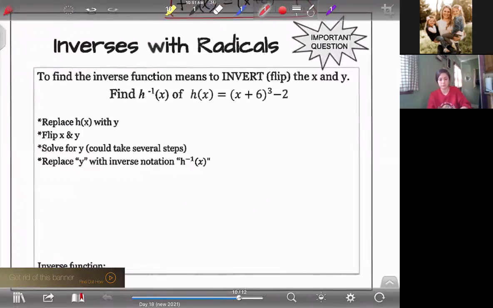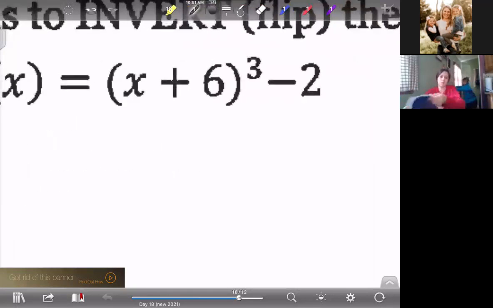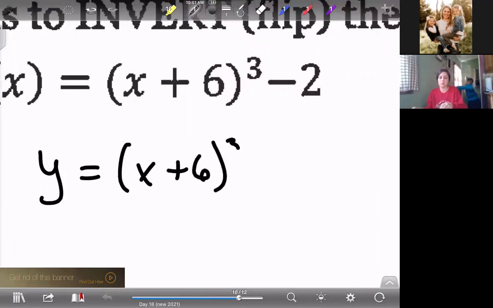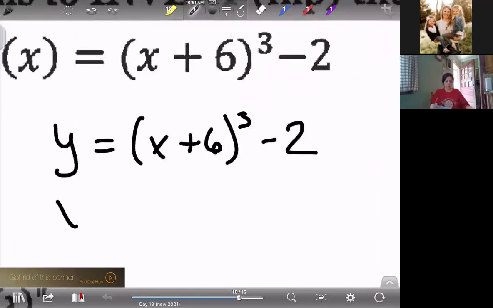Last one has been labeled an important question. May or may not have a similar question on your phone. So here we're asked to find the inverse of h of x equals, in parentheses, x plus 6 to the 3rd power minus 2. Still going to follow those same 4 steps. So I'm going to take h of x out and replace it with y. Then I'm going to switch or invert my variables.